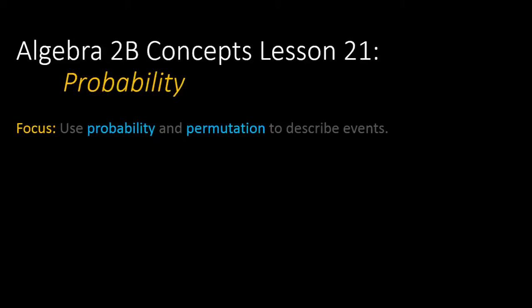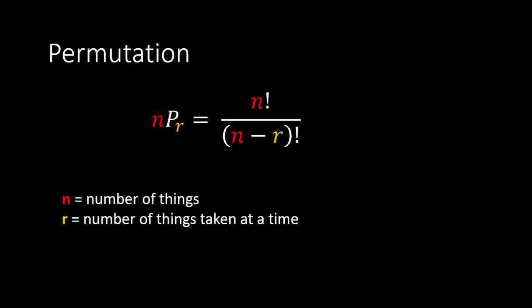Let's talk about permutation and probability from lesson 21 of Algebra 2b. So, let's start with talking about permutation. What is permutation? It tells you the number of ways something can occur or the number of ways you can order something. So for example, look at this notation.